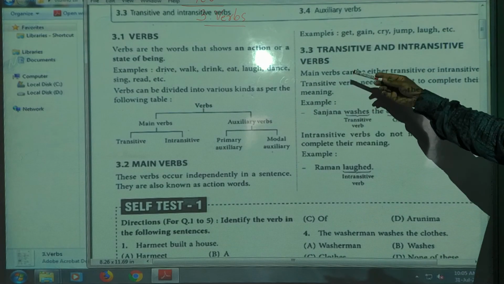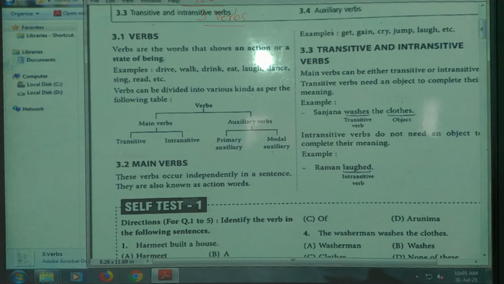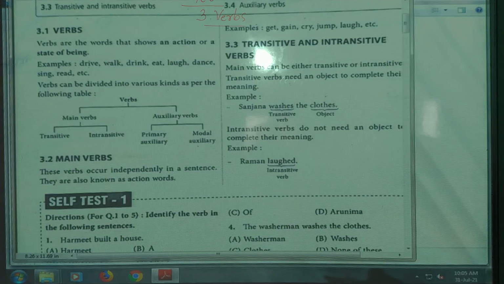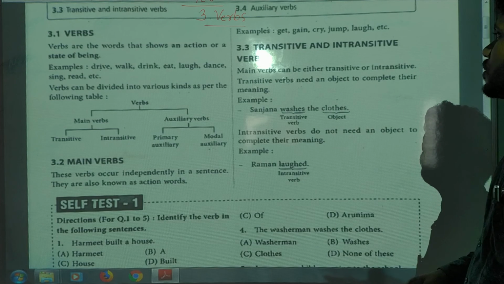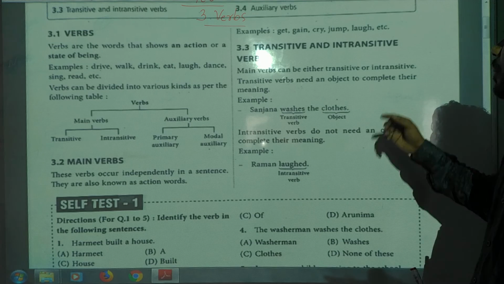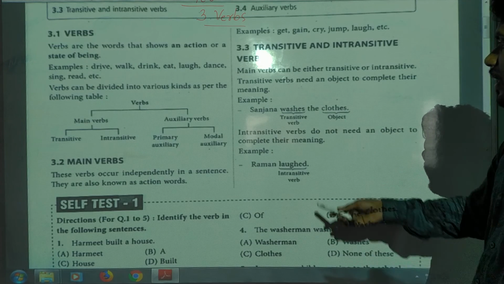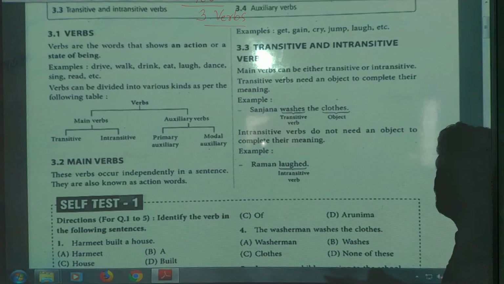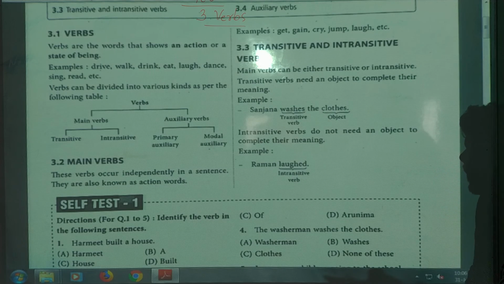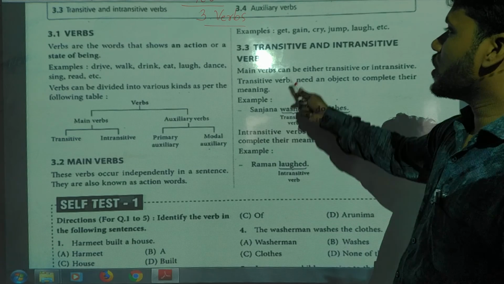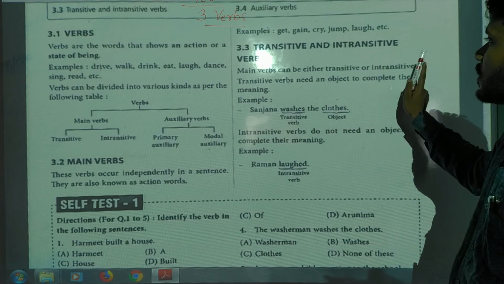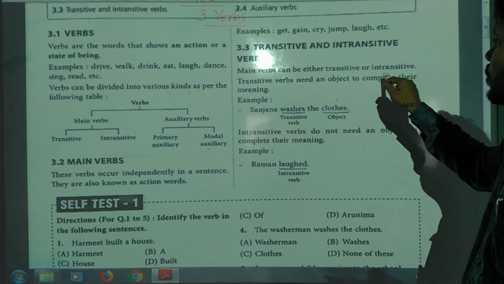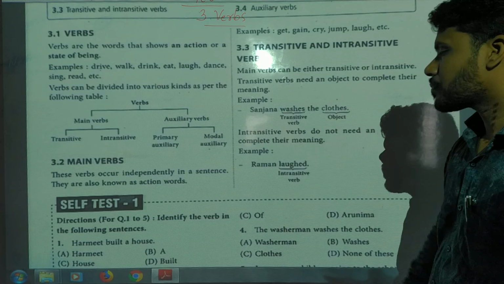So first one, what are transitive verbs? Transitive and intransitive verbs. Main verbs can be either transitive or intransitive. Transitive verbs need an object to complete their meaning. Intransitive verbs do not need any object to complete their meaning. Transitive verbs are different: they need an object to complete their meaning.